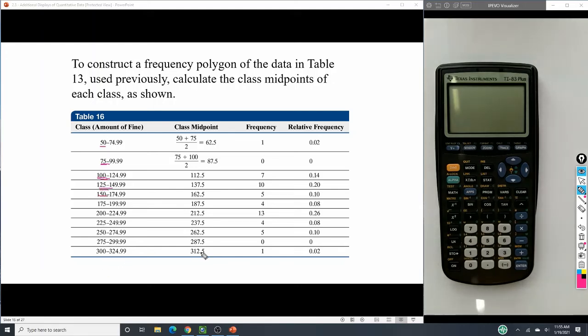Now we do have to be careful here. Even though it's not listed, this last one down here at the bottom is going to be 325, because it's the next number up from 324. So make sure you're aware of what that number is.